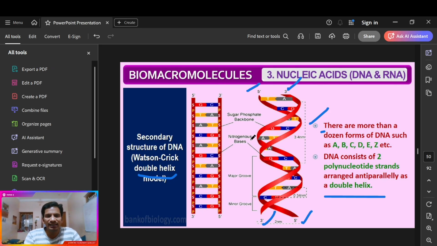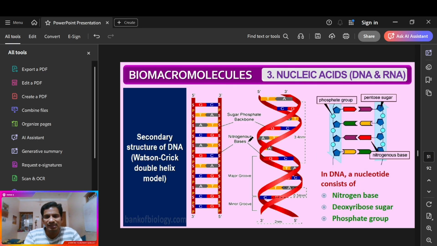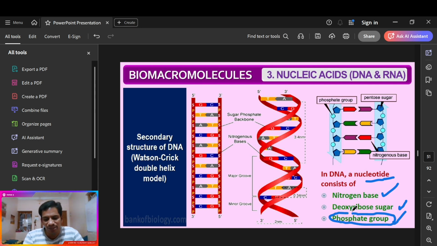See here, in DNA, a nucleotide consists of what I told, T means 3. What are the 3 components? Nitrogen base, deoxyribose, and phosphate group. These 3 together are called a nucleotide. Nucleoside means what? Just except phosphate. Phosphate won't be there. That's known as the nucleoside. Here is the phosphate group. Pentose sugar is there. These are the purines and pyrimidines, nitrogen bases. Right? With that it will be made.